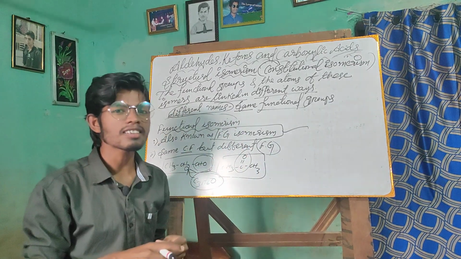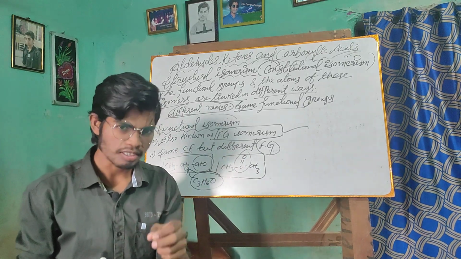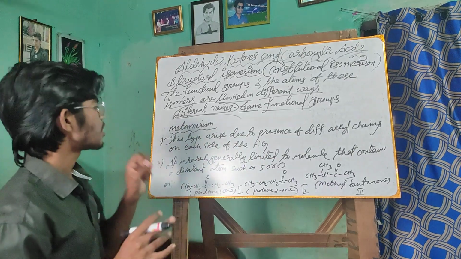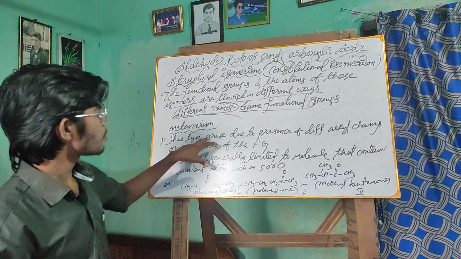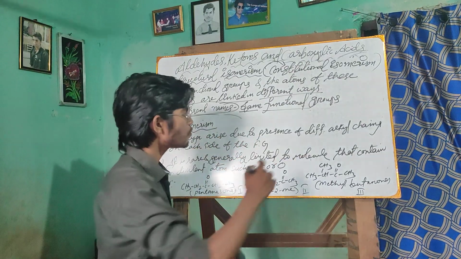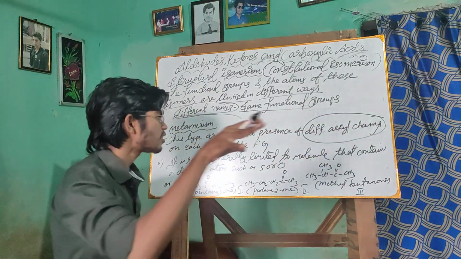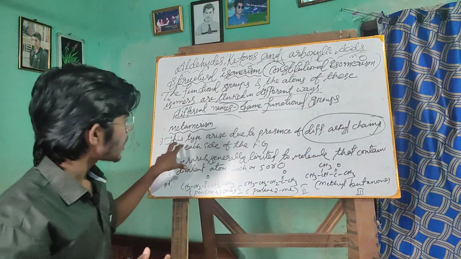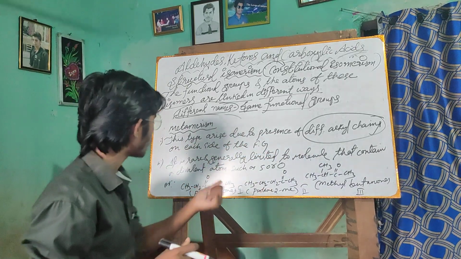Now we will discuss another type of structural isomerism, that is metamerism. So what is metamerism? Let us look at some of its properties. This type of isomerism arises due to the presence of different alkyl chains. Because different alkyl chains are there, this type of metamerism generally arises. So metamerism arises due to the presence of different alkyl chains on each side of the functional group.